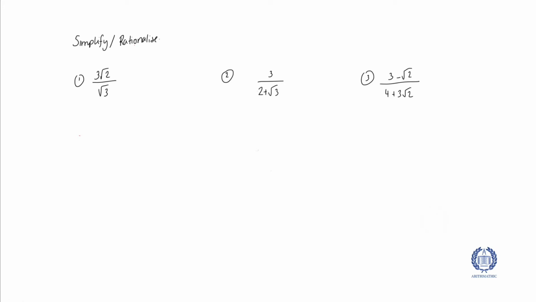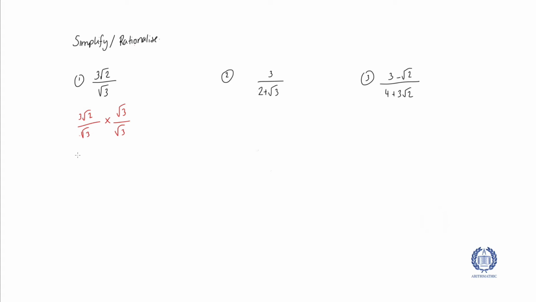Normally the question will say simplify or rationalize. They both mean the same thing. It doesn't make any difference. So what we have here is 3 root 2 over root 3. The way we simplify or rationalize this is we're going to times top and bottom by root 3. Because root 3 is my denominator here, I'm going to times it top and bottom by root 3 over root 3. If it was root 5, you'd times it by root 5 over root 5.